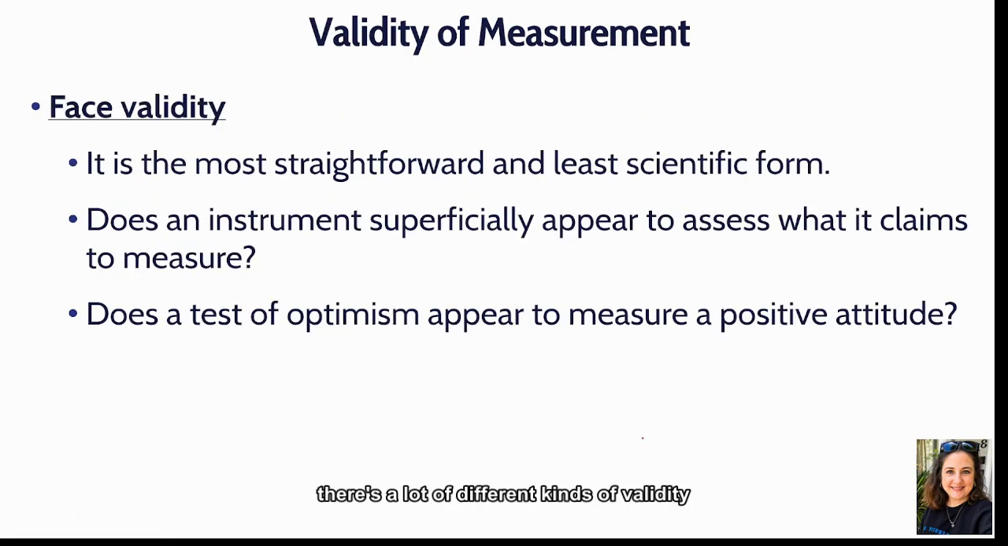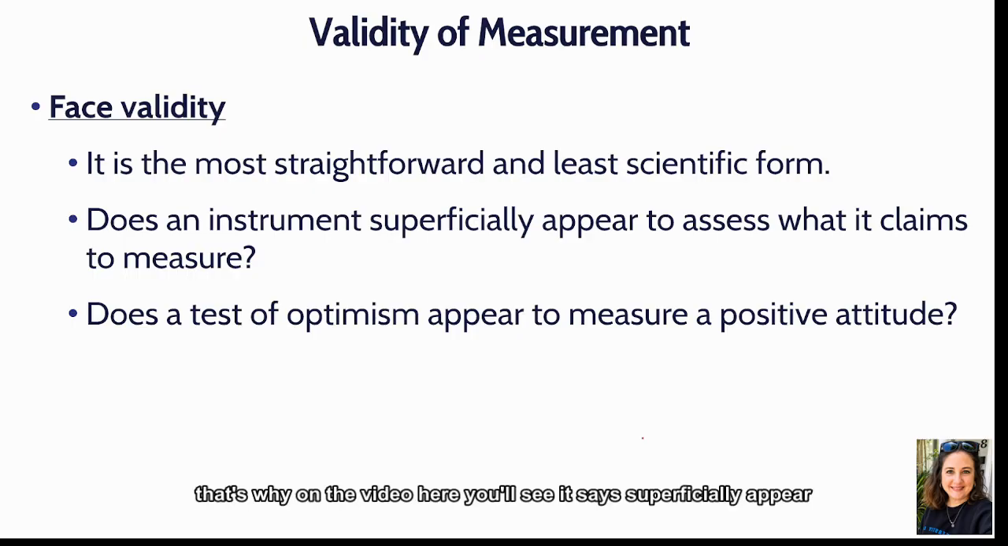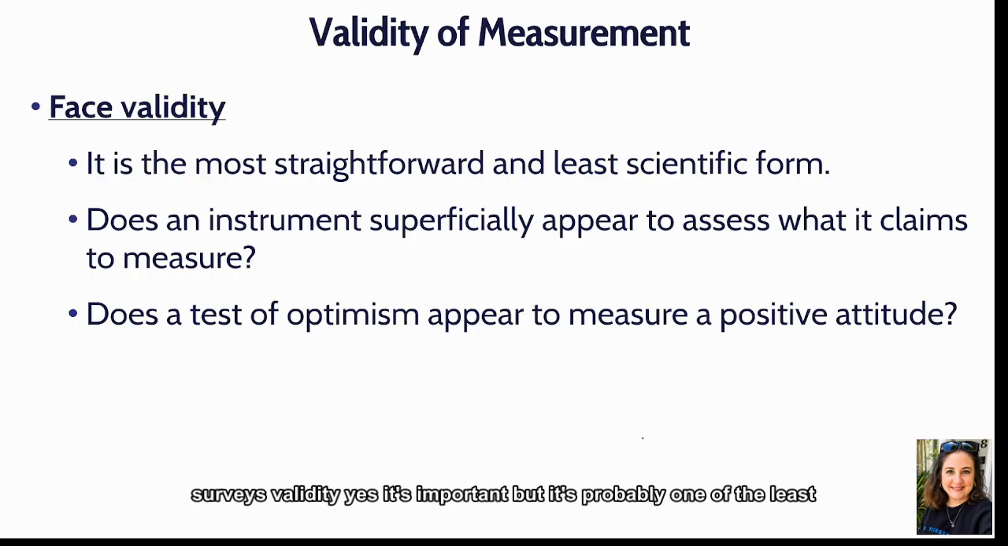There's a lot of different kinds of validity. We've talked about these in previous classes. Face validity is the most straightforward and the least scientific form. Face validity basically says, does it look like it measures what it says it measures? That's why on the video here, you'll see it says superficially appear. Superficial and appear are both very subjective terms. So, in other words, does this look like it's going to measure what it says it's going to measure? So face validity, yes, it's important, but it's probably one of the least scientific forms of validity that's out there.